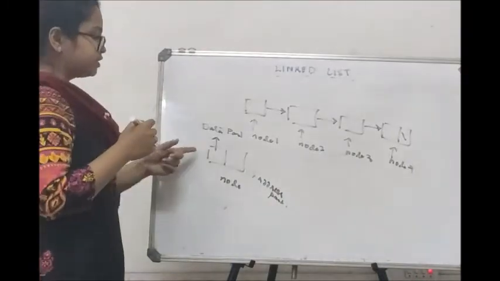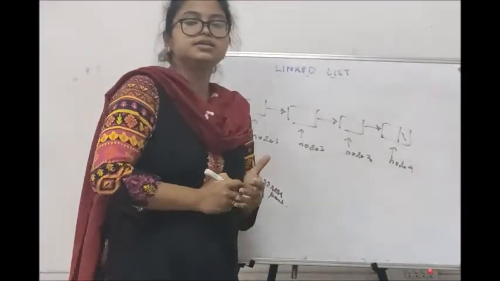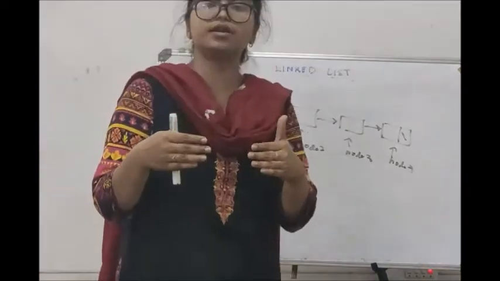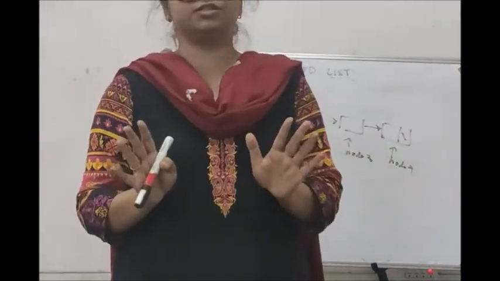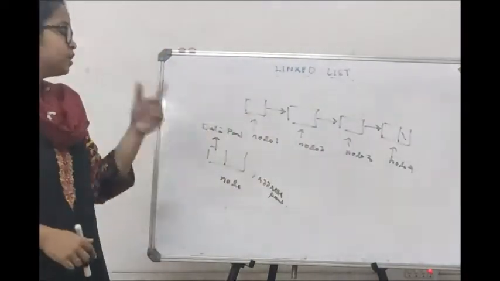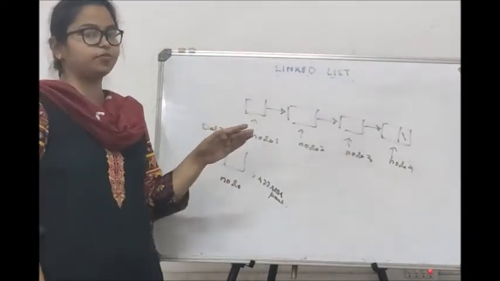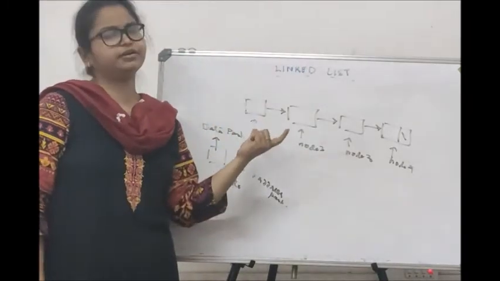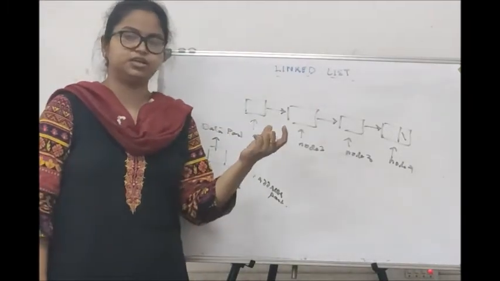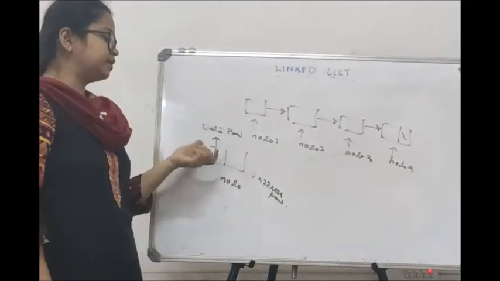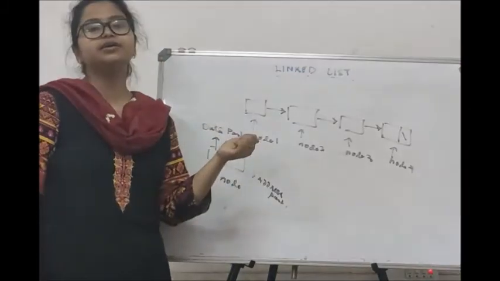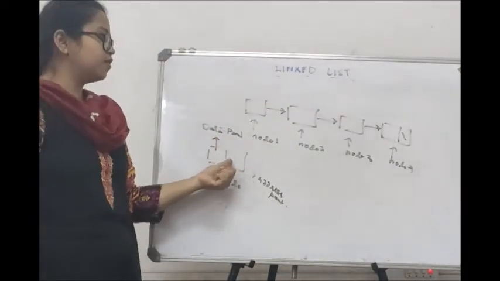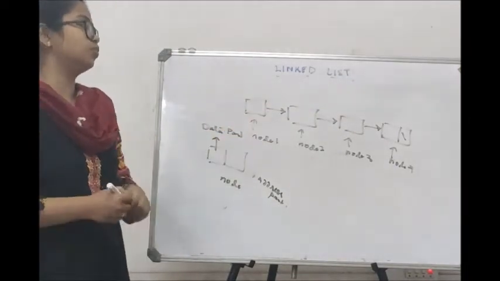Now you may ask me, what is the data part, what is the address part? A node is a structure which has two parts. A structure can store different types of data. You know this very well till now. Here we can store data of any type. It may be character data, it may be integer data. And the address part points to the next node. That means it is a pointer which has the address of the next node.